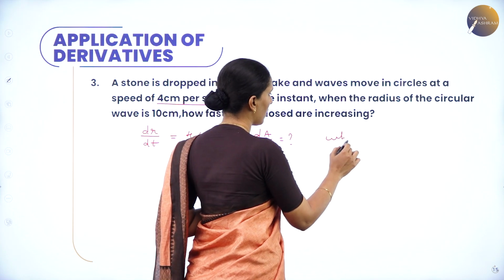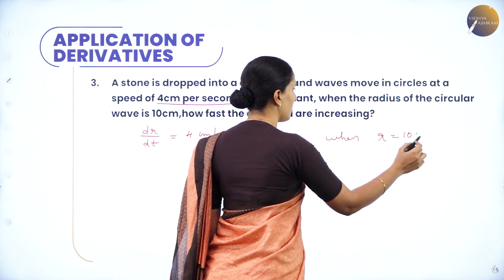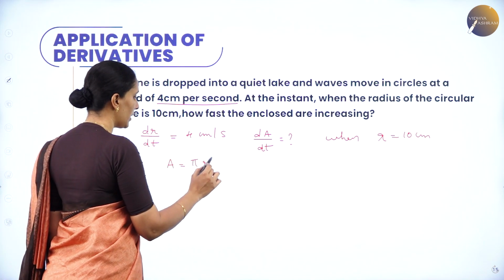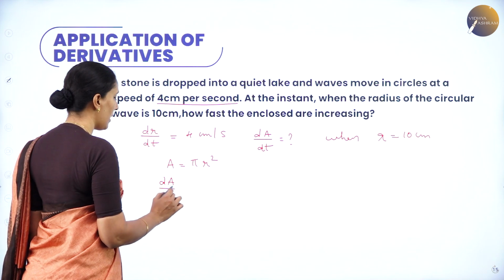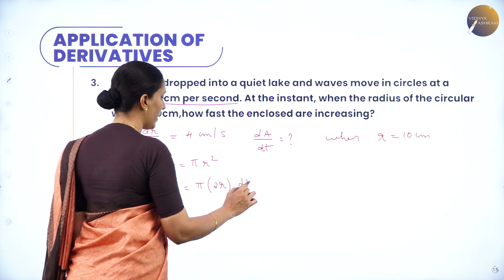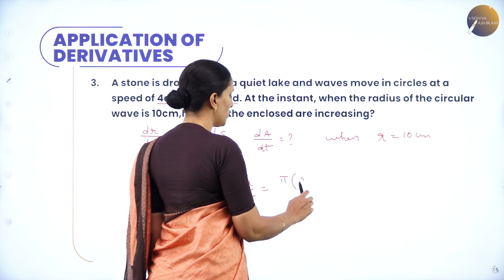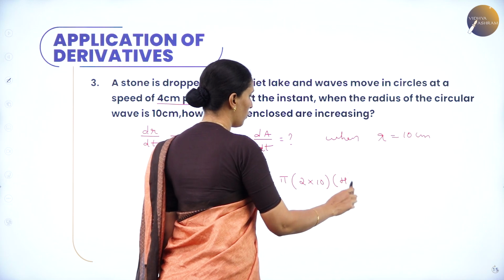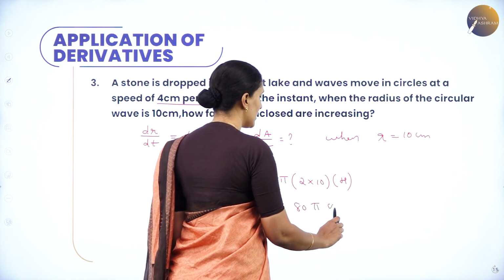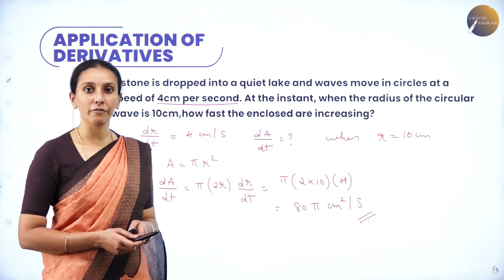So, when the radius r is 10 cm. Now since we are differentiating the area of a circle with respect to t, we have dA by dt is equal to pi into 2r dr by dt. Now here we have pi into 2 into 10 into 4, since dr by dt is 4. So the value is 80 pi centimeter square per second. So this is the change in the area of the circular wave.